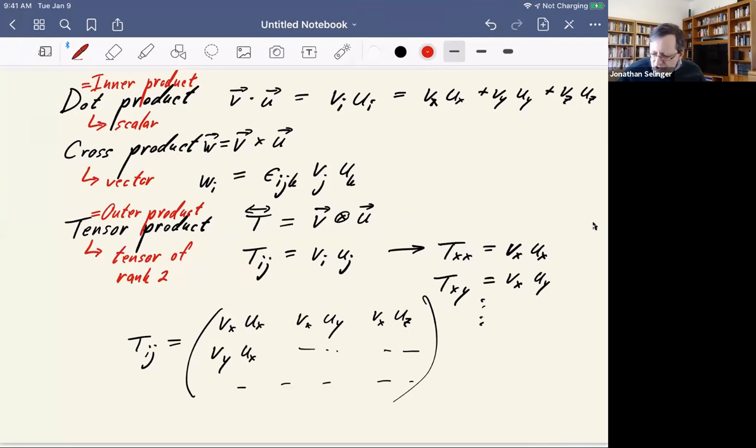And it is also known as a dyad. The people who call it a dyad use a slightly different notation. They sometimes will write this as VU, with nothing in between the vectors, just VU.